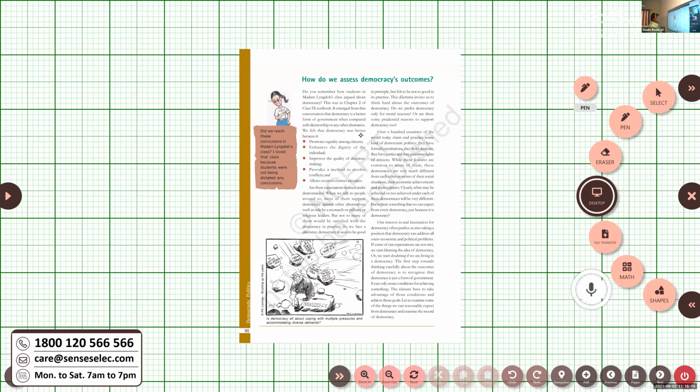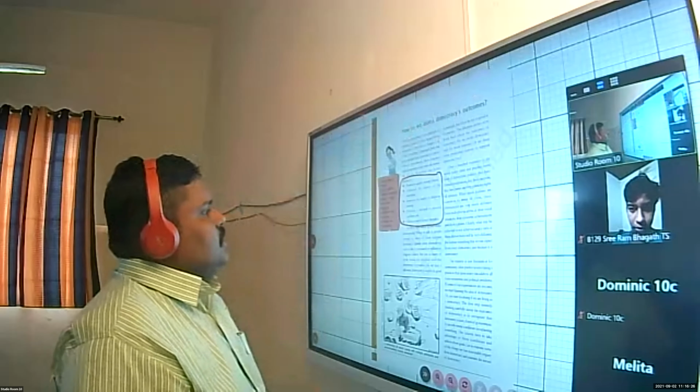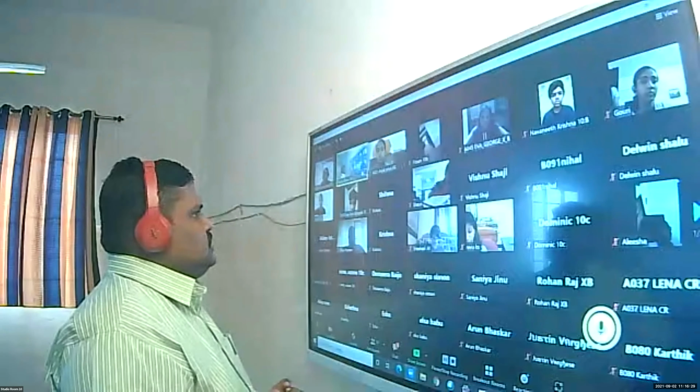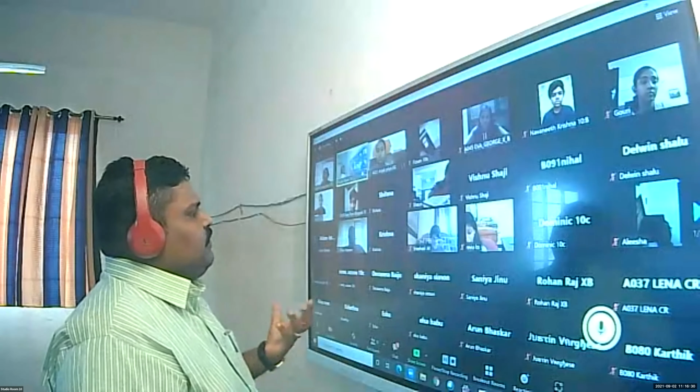Promotes equality among citizens. Who is able to speak about this? Tell me, Eva George, what do you mean by this sentence, promotes equality among all the citizens? Equal rights. Anything else? You told about equal rights. Any other things?